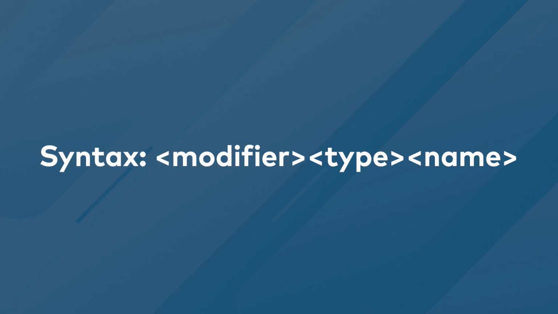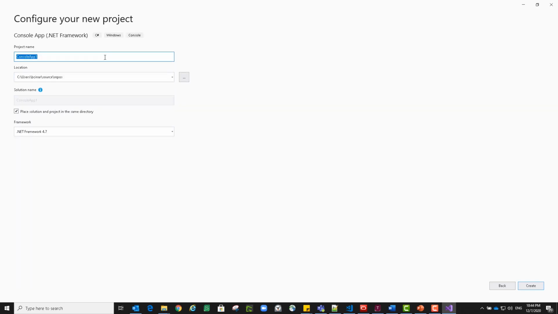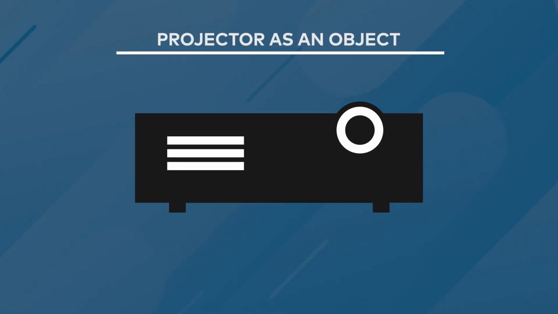We will start with a console app, .NET Framework. Let us start a project to demonstrate read, write, and compute the value of a private field. Consider a projector as an object. This object will have attributes such as manufacturer, model number, lamp hours, right? We may expose certain projector attributes to outside environments, and some we may not.